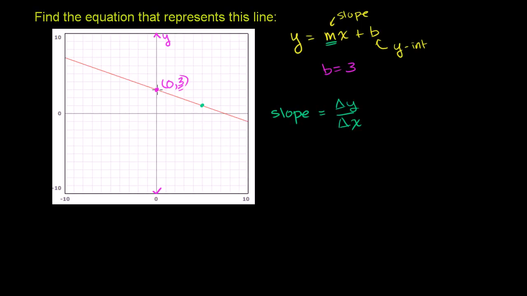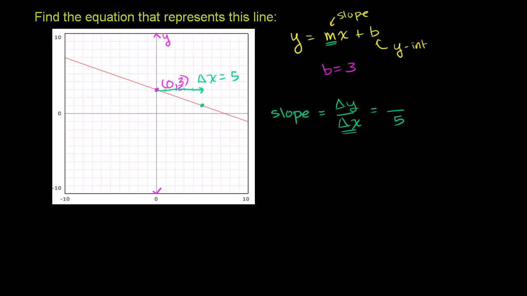So our change in x, we're starting here at x is equal to 0. We're moving in the positive x direction by 5. So our change in x is equal to 5. 1, 2, 3, 4, 5. We went from x is equal to 0 to x is equal to 5. So our change in x is equal to 5. That's our change in x.